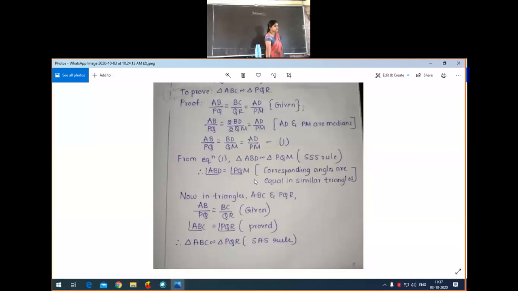From that we took one pair of corresponding angles. Then we took the big triangles ABC and PQR. Already these two ratios are given in the beginning. For the included angle we took ABD equal to PQM, so angle B is equal to angle P, you can also write. So according to the SAS similarity criteria, we can say that triangle ABC is similar to triangle PQR. I think there is no confusion in this part because it is very clear.